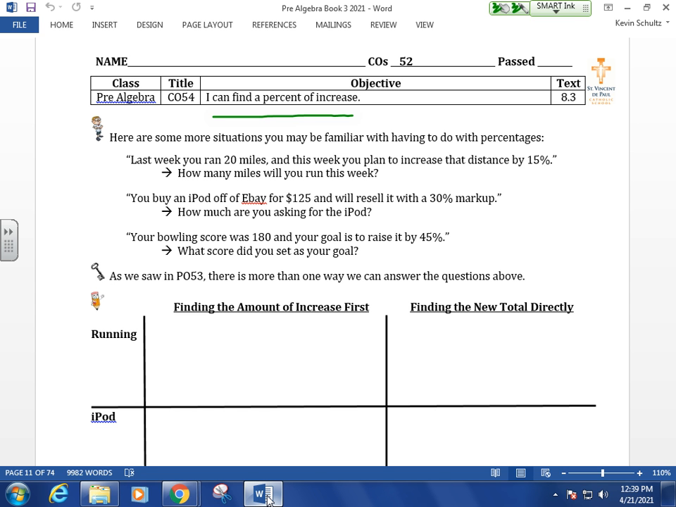The third example, your bowling score was 180 and your goal is to raise it by 45%. So you want to do better than that. You want to increase that 180, not just by one, not just by two, but specifically by 45%. And so what score are you going to be trying to get?